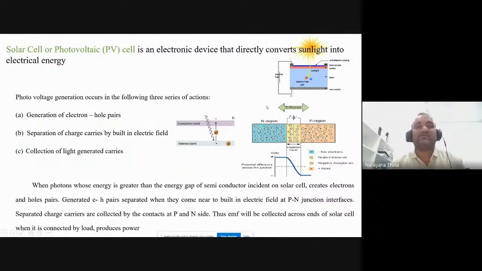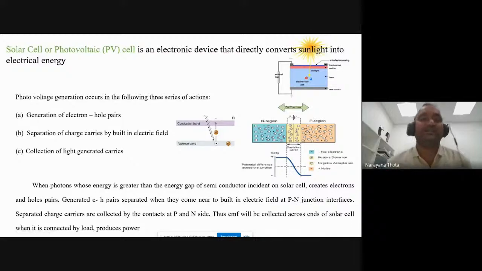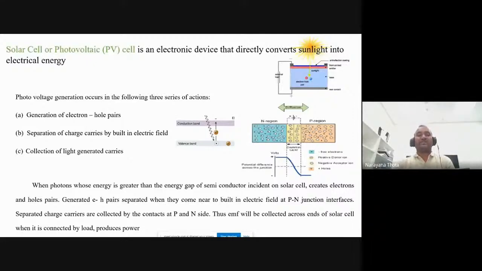So next one is, what is the basics of a solar cell? A solar cell or photovoltaic cell is an electronic device which directly converts sunlight into electricity. So we are receiving maximum UV light. So we first have to absorb this light, and then there are three series of steps in the generation of photovoltaics.